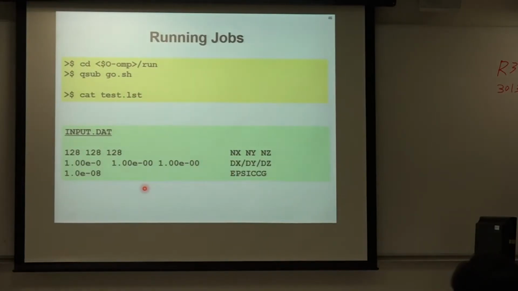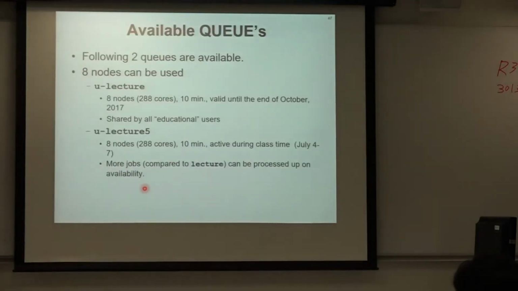So I believe some of you have already run the job yesterday by this. So available queues: a queue is the available computational resources. Okay, so we have two. In each case, we can use up to 8 nodes. But in this class, we just use one node for each person. Okay. So one is U-Lecture. U-Lecture also has the 10 minutes limit. So valid until the end of October.